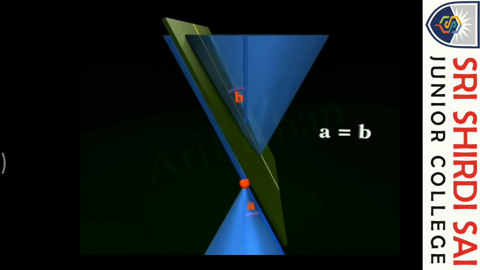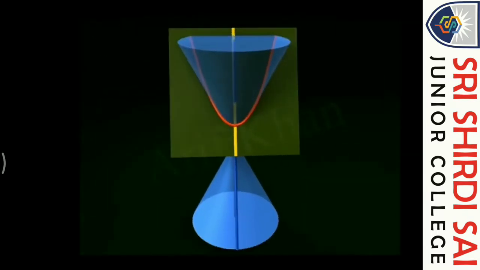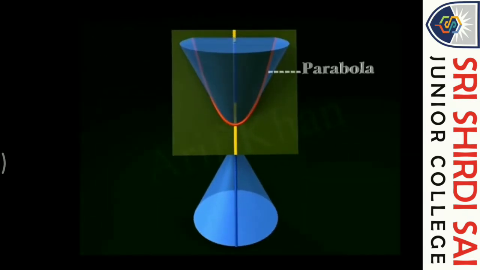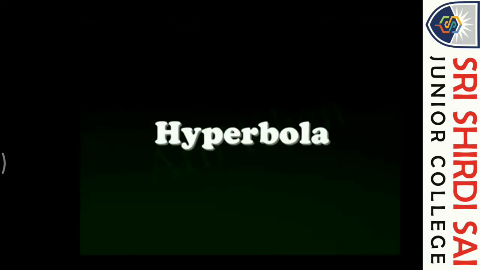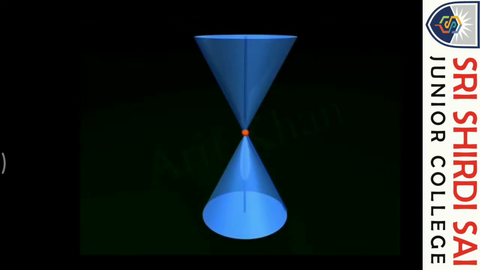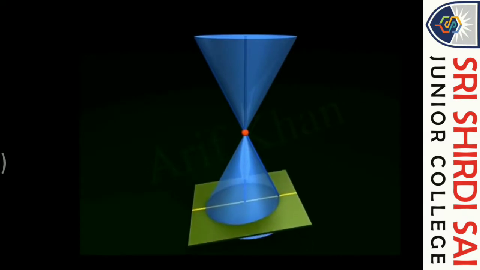Parabola. When the angle made by the plane with the vertical axis is exactly equal to the vertex angle, we get an open curve called a parabola at the intersecting surface of the cone.